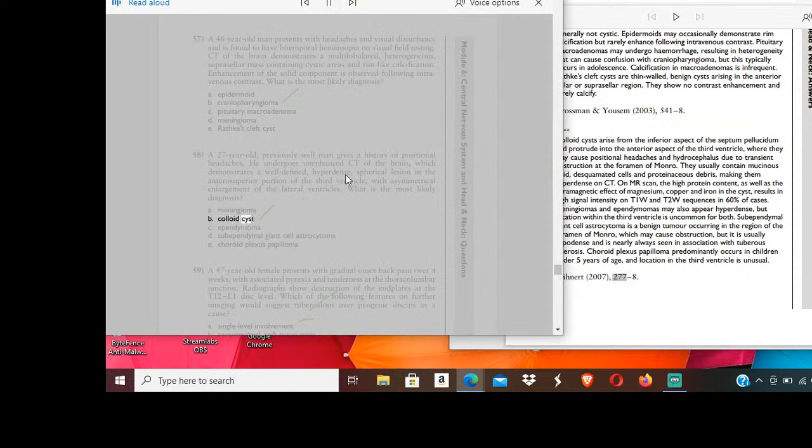A. Meningioma. B. Colloid cyst. C. Ependymoma. D. Subependymal giant cell astrocytoma. E. Choroid plexus papilloma.